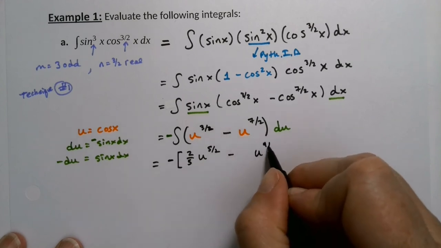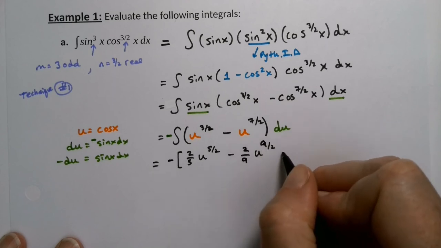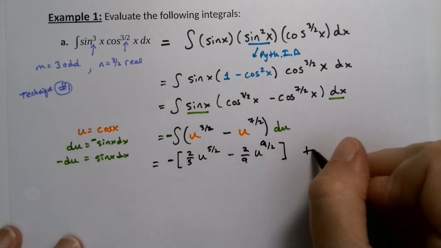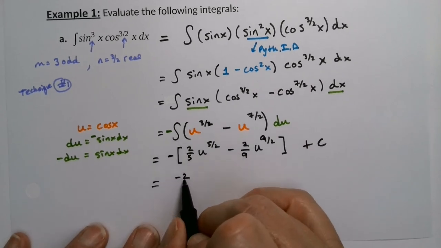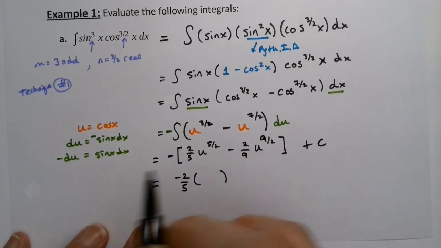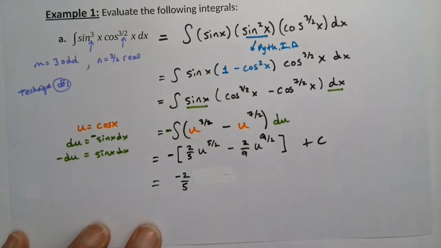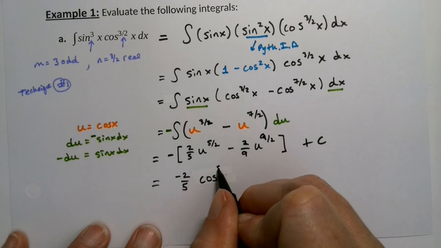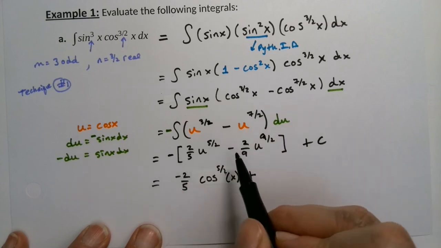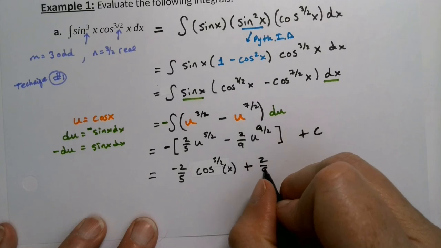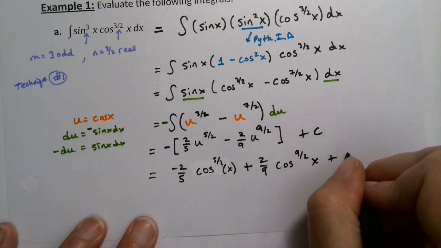u to the 9/2 times 2/9 plus c, which would be negative 2/5, and then u was cosine of x, so I can just write it as cosine to the 5/2 of x plus, because minus a minus will be plus, 2/9 cosine to the 9/2 of x plus c.